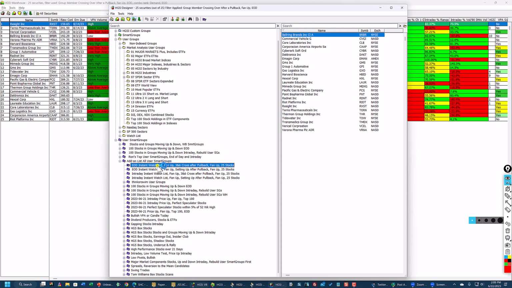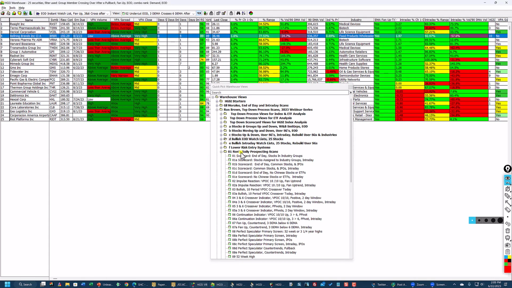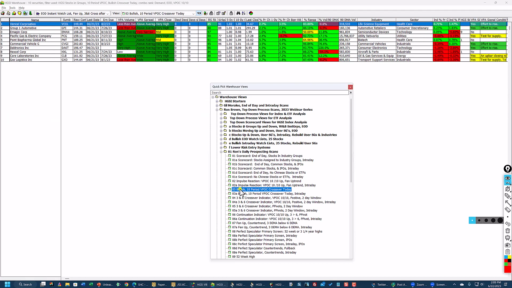So, for example, this instant watch list, 3 and 6 crossed after the pullback. If I just want to go into, say, my files here and look for a 10-period crossover today, this is under Ron's Daily Prospecting. These are the ones I use all the time. If I just look for the crossover, I can see that these crossed over today. So what it does is it eliminates looking at a bunch of stuff except what you're trying to focus on, and I'm trying to focus on these stocks that crossed over today. Now this is the end of day version.